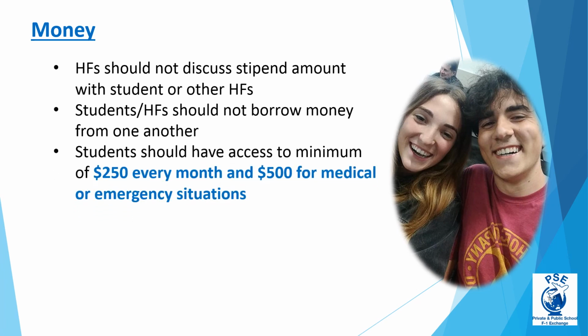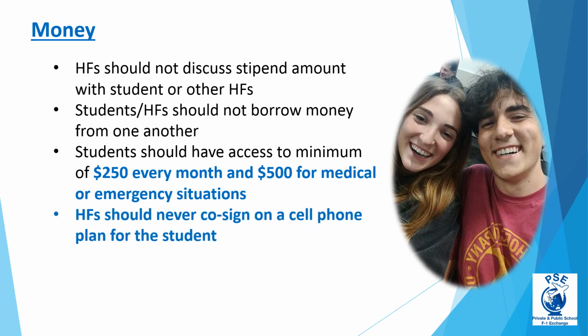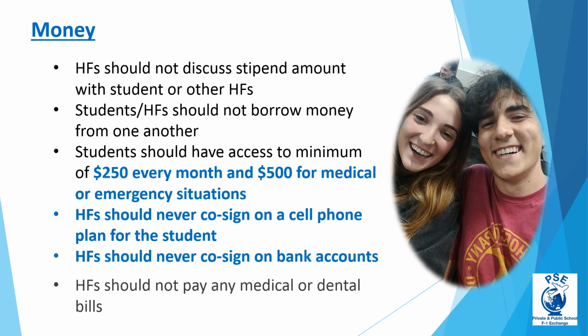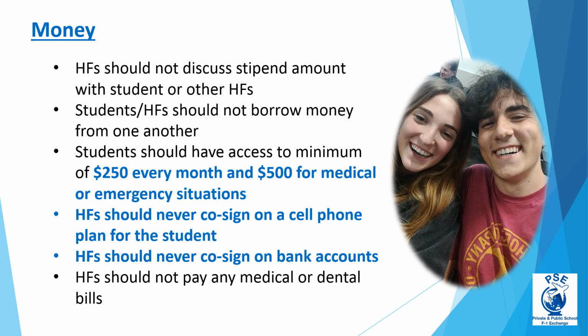Students are expected to have access to at least $250 every month and $500 for medical or emergency situations. Host families should never co-sign on a cell phone plan for the student or on a student's bank account. Students are insured for medical and dental emergencies. Host families should not pay any medical or dental bills. The copay and deductible amounts are listed on the student's insurance card.